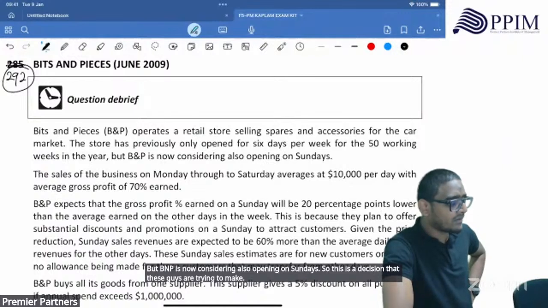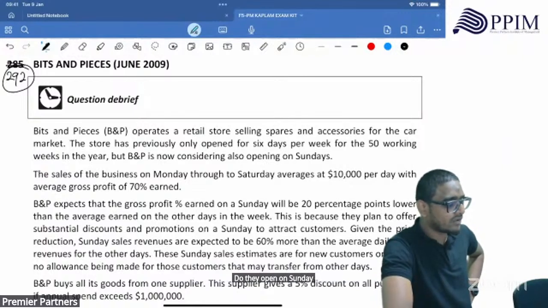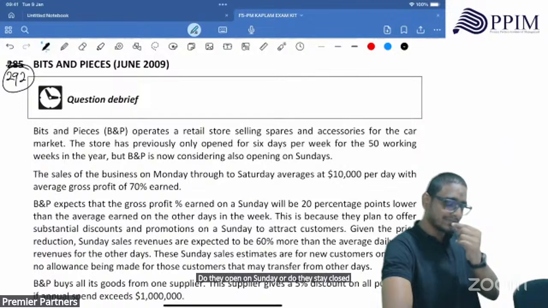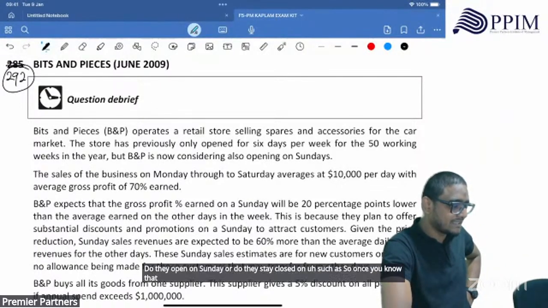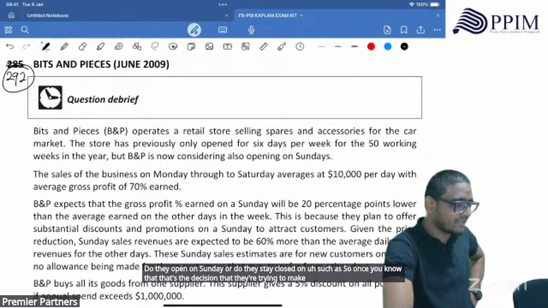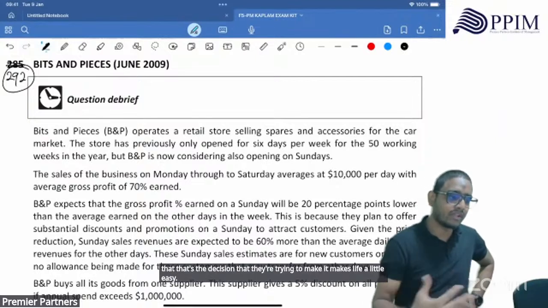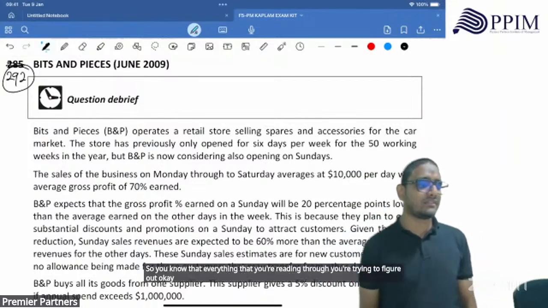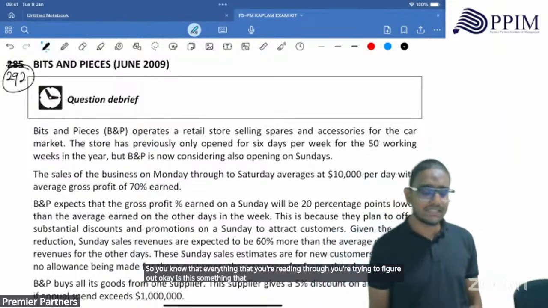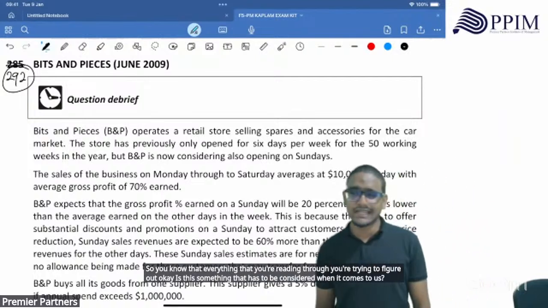Do they open on Sunday or do they stay closed on Sundays? So once you know that that's the decision they're trying to make, it makes life a little easier. You know that everything you're reading through, you're trying to figure out: is this something that has to be considered when it comes to a Sunday cost?